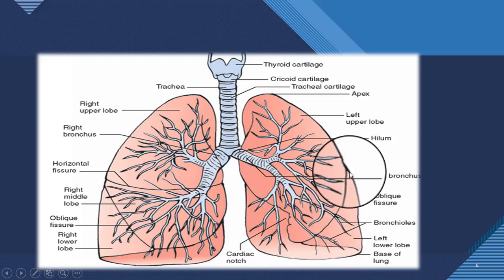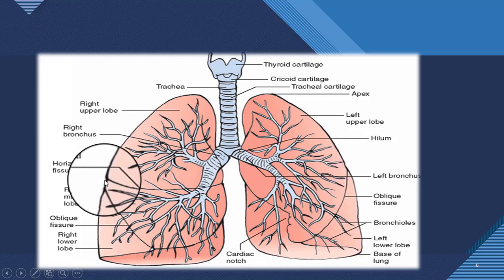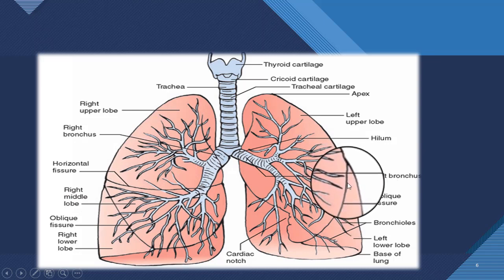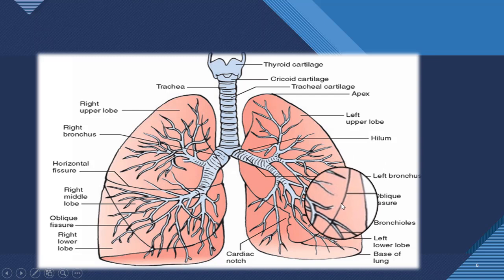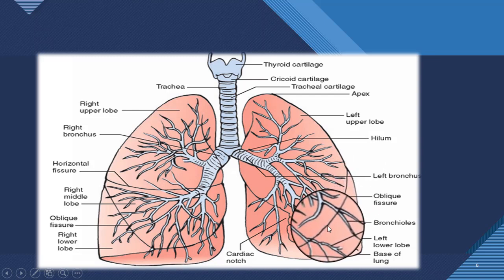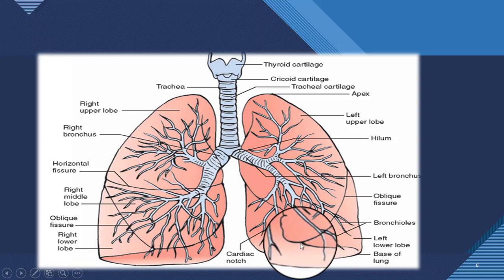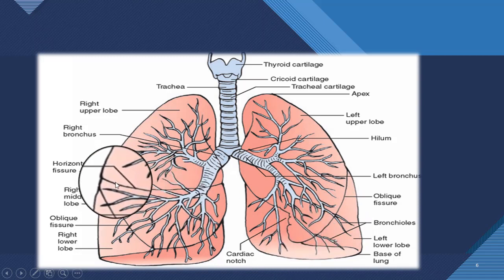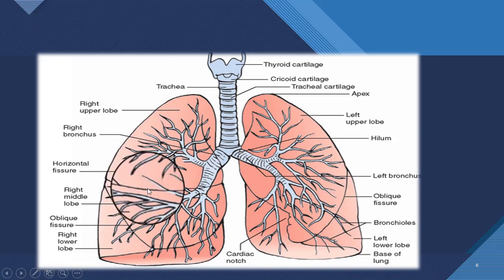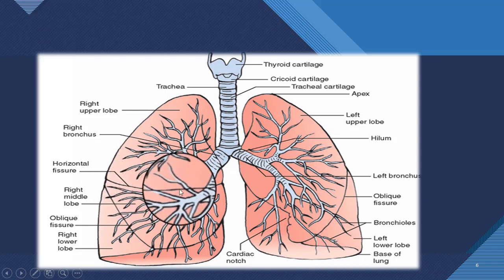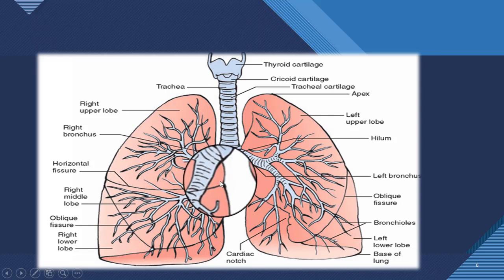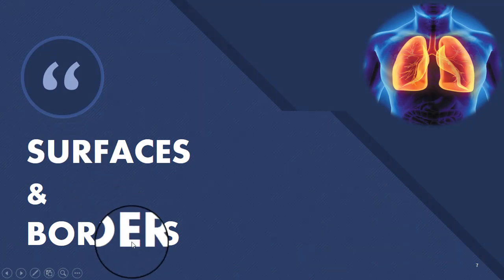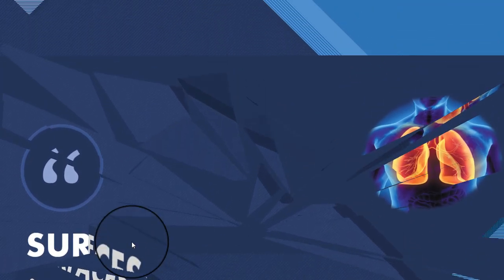In brief, first of all, we'll talk about the oblique fissure. The oblique fissure runs from the inferior border of the lungs in a superior posterior direction until it meets the posterior lung border. Now the horizontal fissure runs horizontally from the sternum at the level of the fourth rib. The next structures are the surfaces and the borders. Lungs basically have three surfaces and three borders. So let's talk about them.